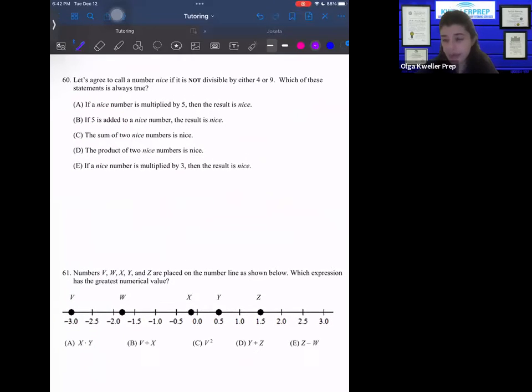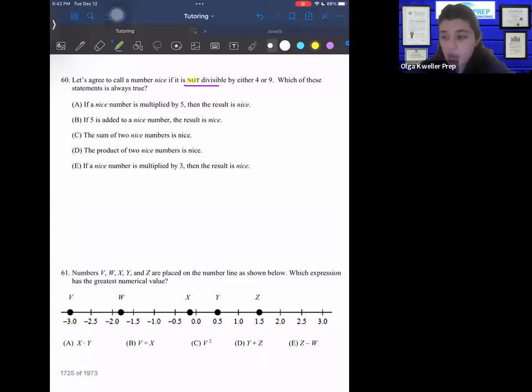Okay, so next we have, let's agree to call a number nice if it is not divisible by either 4 or 9. When you read questions like this, it's really important to pay attention to the words they are highlighting for you. They're bolding and capitalizing "not." But words like "or" and "and" are also extremely important. In this case, they're not saying divisible by both 4 and 9. They're saying either 4 or 9.